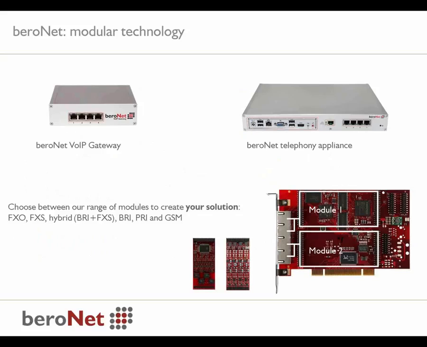So we always have VoIP inside, voice over IP, and then you just have to choose the right modules. So we have 8 different ones: FXO, FXS for analog solutions, hybrid with BRI and FXS, and then we have digital modules, BRI and PRI. Finally, we have the GSM for special cases.